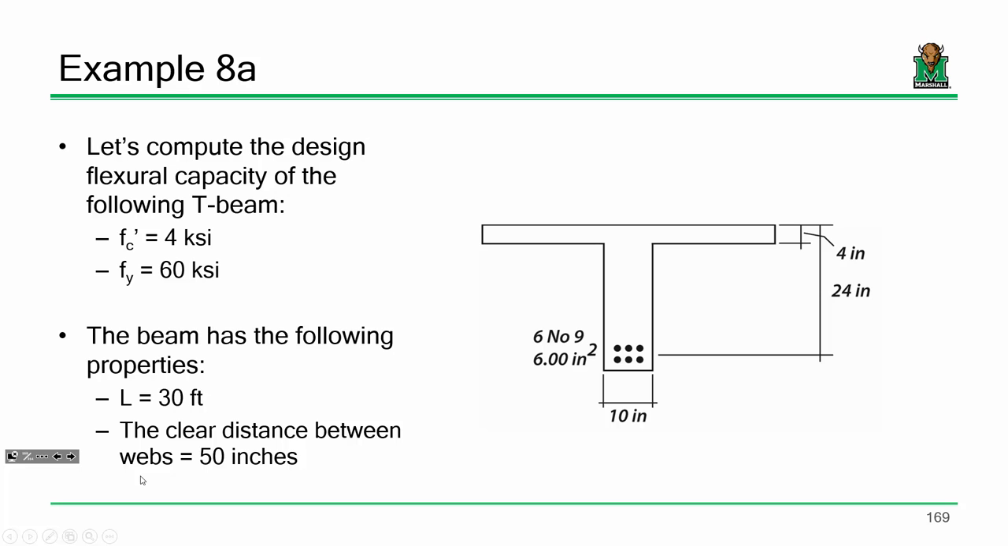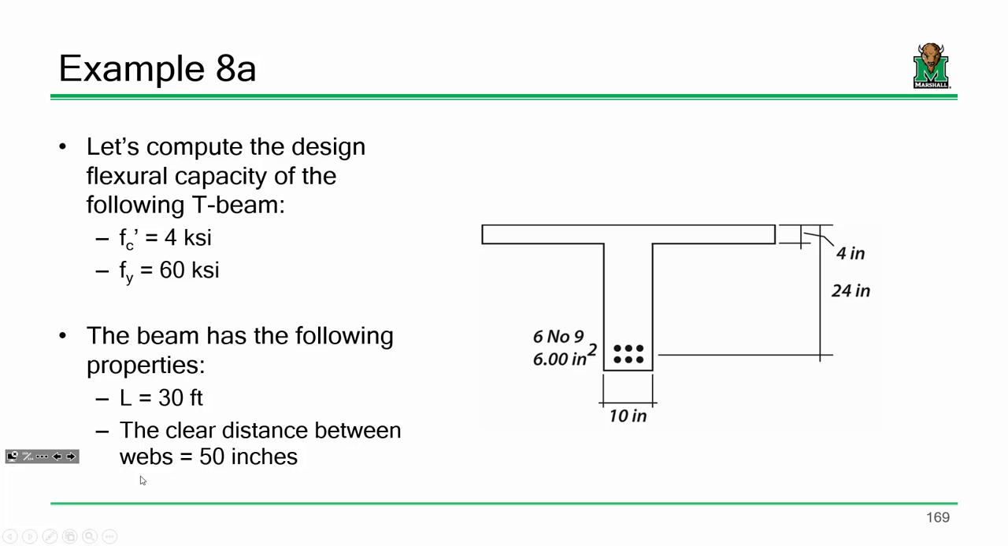Okay. So with that, I want to do a couple of examples. Before we get into this, let's look at a couple of examples. Is there something missing from this diagram right here? Is there a dimension I did not give you? The width of the top, right? I didn't give you B, because we have to compute it for this problem.